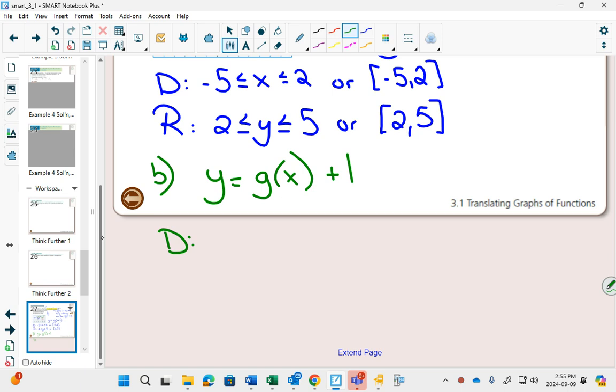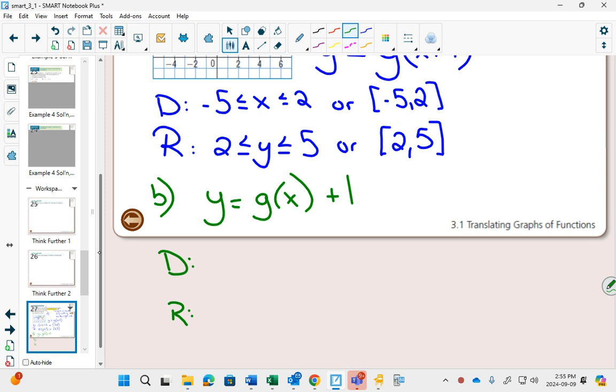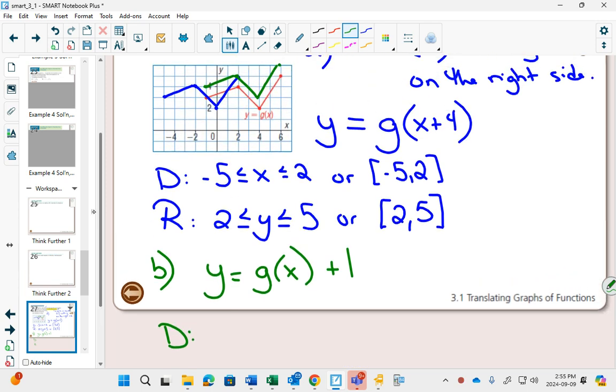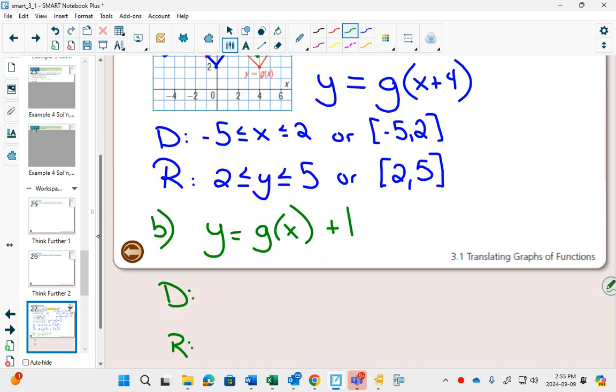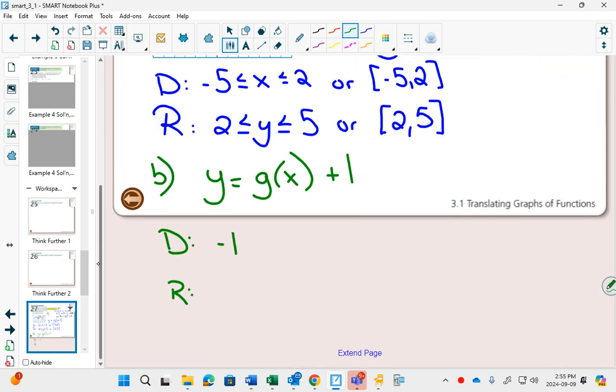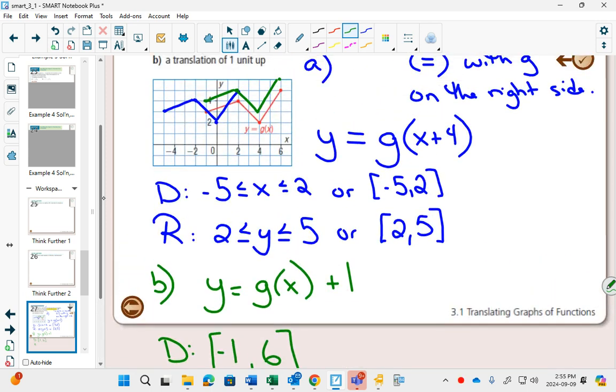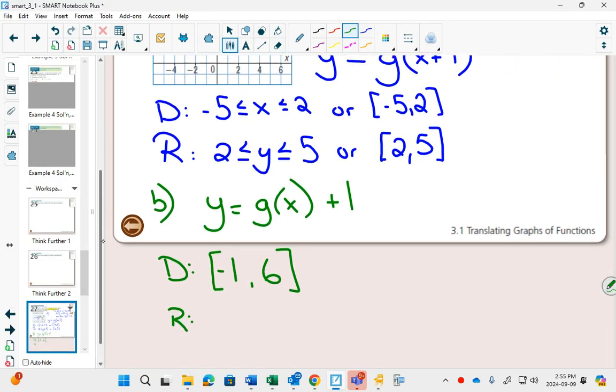And finally, we need to do the domain and the range. Smallest x value is -1. Biggest x value is 6. I'll just do one notation for this one. -1 to 6. And for the range, smallest y value is 3. Biggest y value is 6.